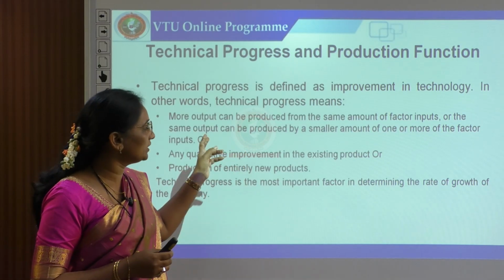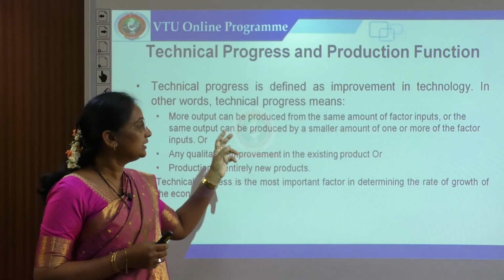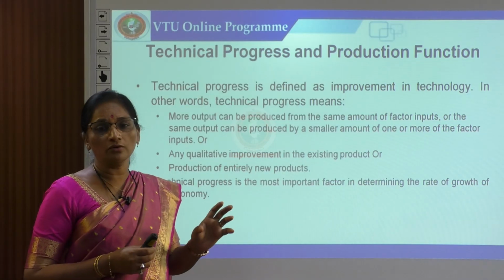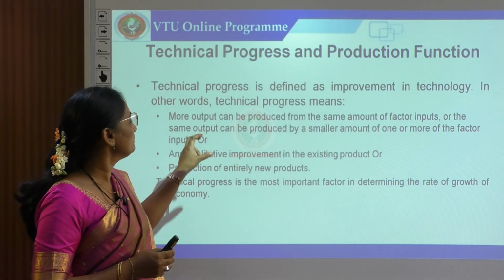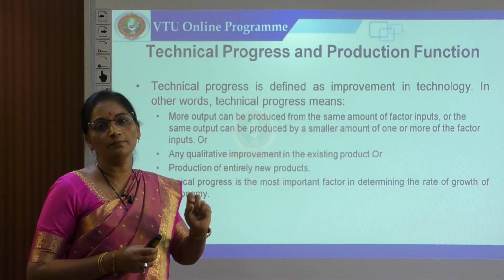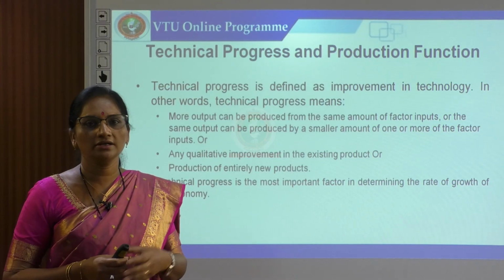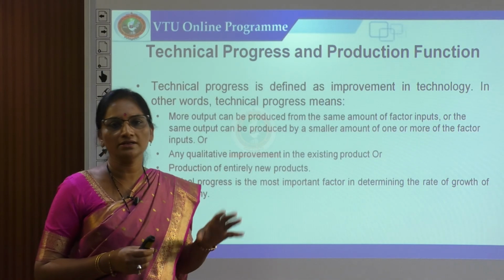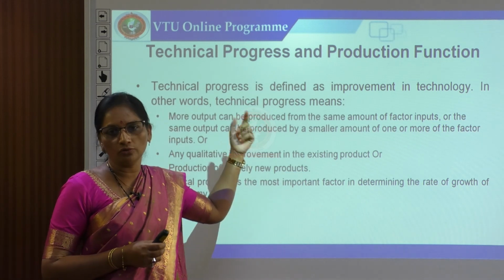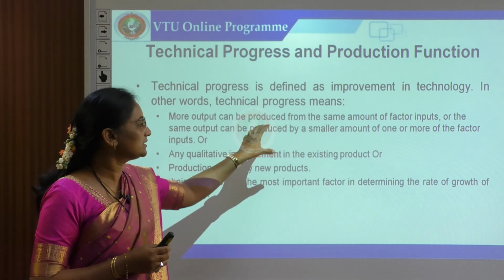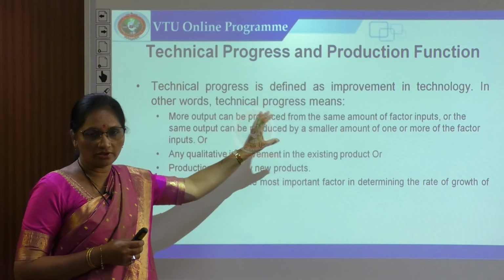Another technological progression is that we can produce more and more output with a smaller level of inputs. With less and less inputs, we can produce more and more. Instead of going without technology, using technology we can produce more output with a small level of inputs. This is one technical progress.